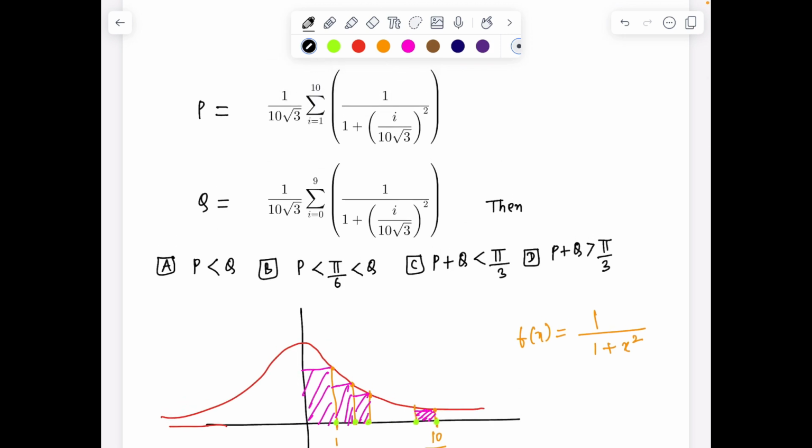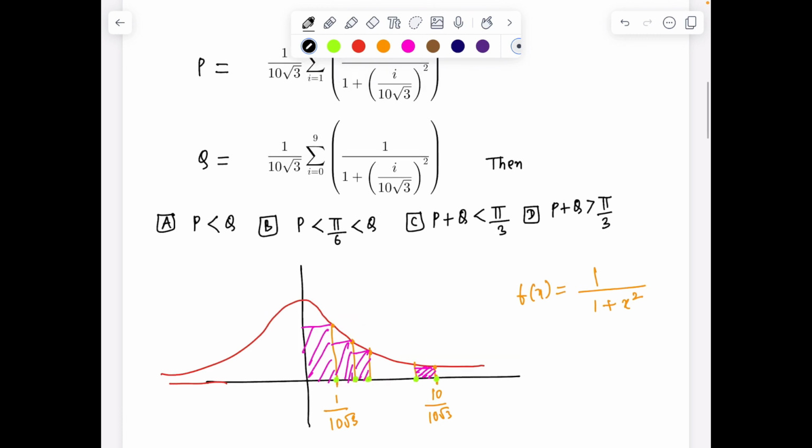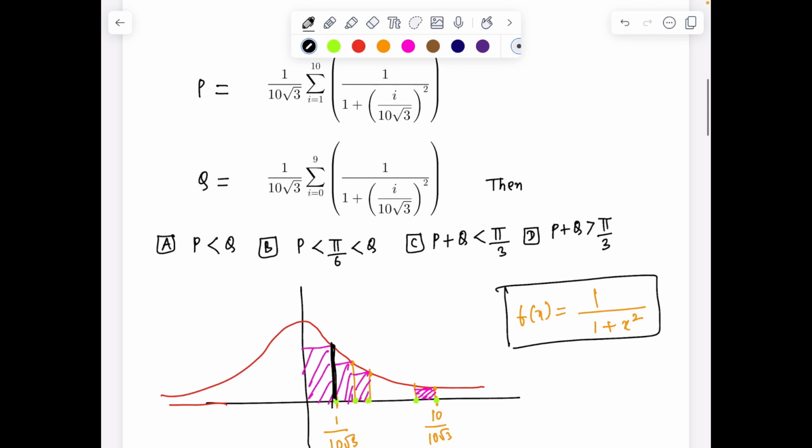Let's decode the sum P. If I keep i equals 0, i equals 1, i equals 2, we'll have expressions like 0, 1 by 10 root 3, 2 by 10 root 3, till 10 by 10 root 3. Graphically, if I put i equals 1, I get 1 by 10 root 3, which means corresponding to this height, the function value is going to be 1 by 1 plus (1 by 10 root 3) whole square. That is precisely the value of the expression at i equals 1. Similarly, at i equals 2, we get this height.